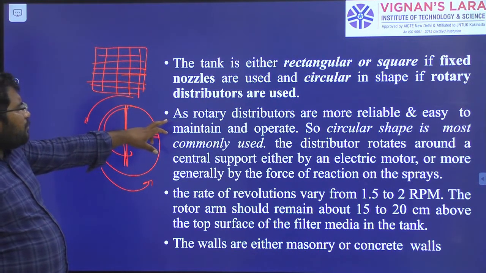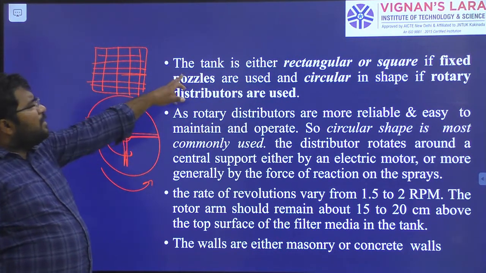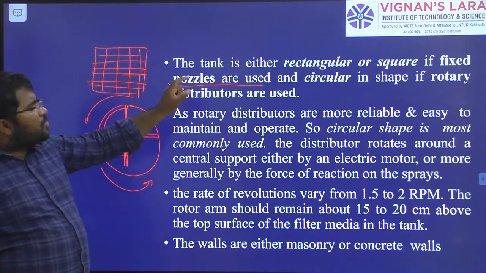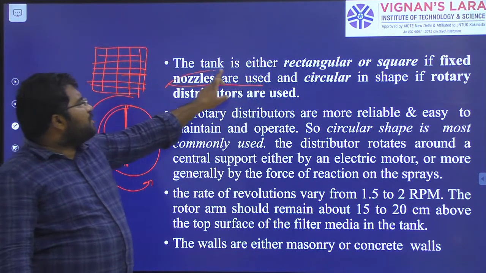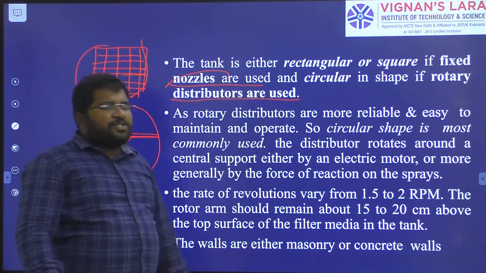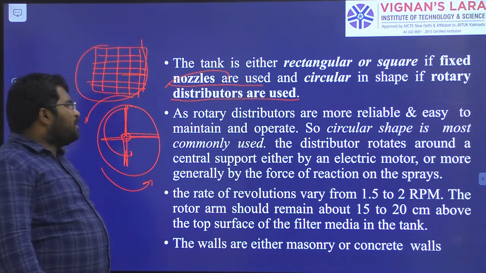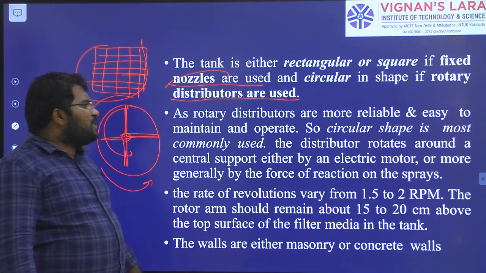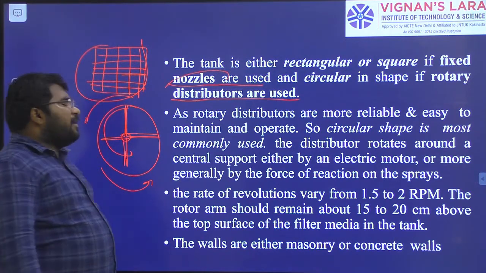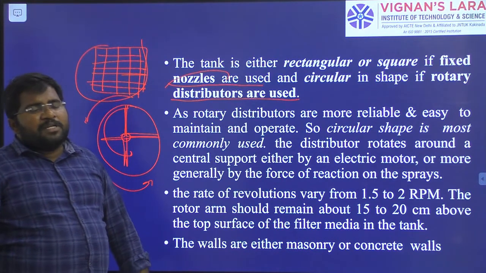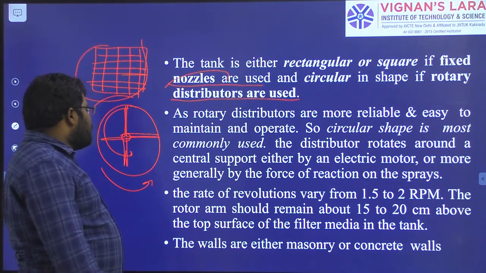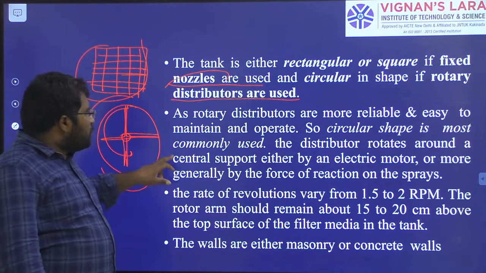So rotary distributors are here. You can see rectangular or square tanks are used if fixed nozzles are used, right? Square or rectangular tanks are used with fixed nozzles like this, but for a circular shape, we are going to have the rotary distributor. Rotary distributors are made more reliable and easy to maintain and operate. Compared with the rectangular or square one, the circular one is very easy and has very little maintenance and operation. That's why the circular shape is most commonly used.